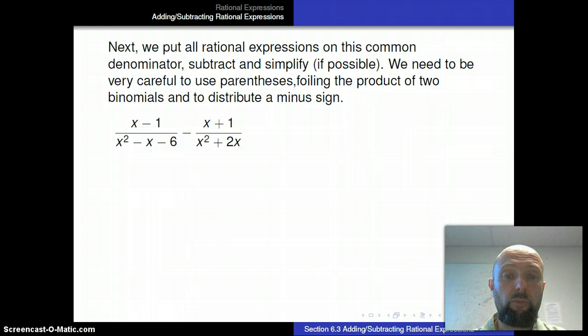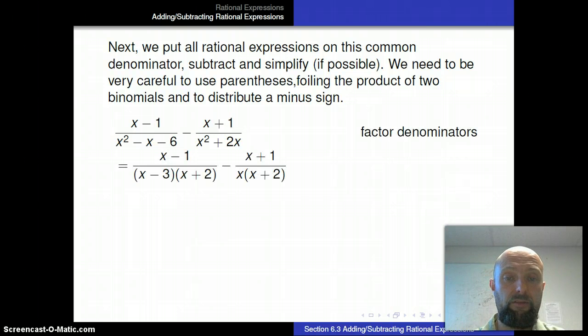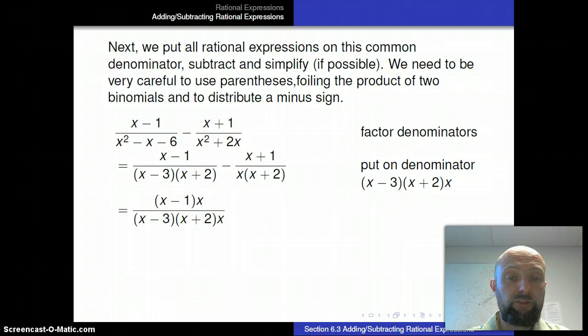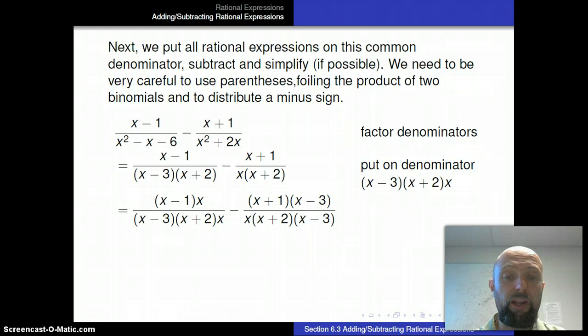So first, we replace the denominators by their factored version. Next, we put both fractions on common denominator x minus 3 times x plus 2 times x. For the first fraction, we need to multiply numerator and denominator by x. For the second fraction, we need to multiply numerator and denominator by x minus 3. Since we have the same denominator, now we can just subtract the numerators.